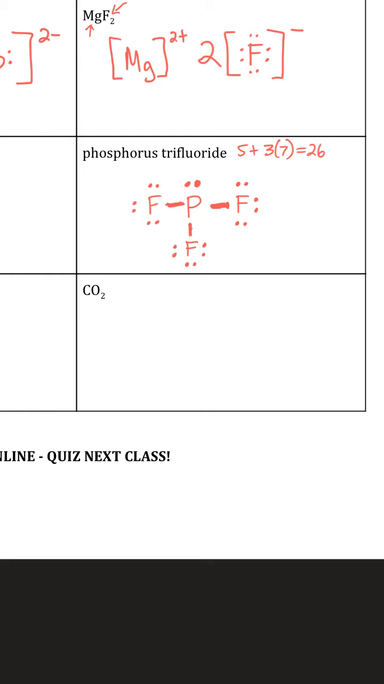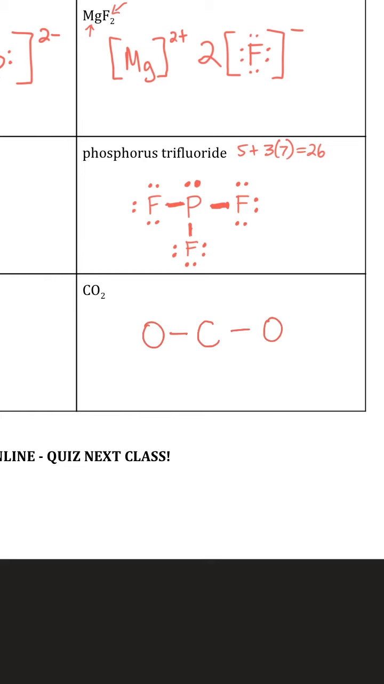Next one, carbon dioxide, CO2. So because there are 2 oxygens, I'm going to suppose that carbon lands in the middle, and then we'll put oxygen on either side, and we'll draw a bond because we know there's going to be at least one bond. And let's see what happens.